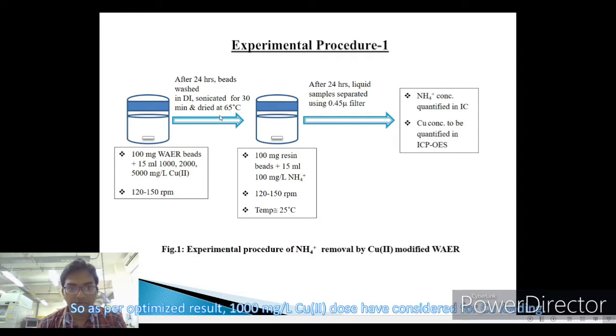So as per the optimization study, it has been found that 1000 milligram per liter copper has been considered for further studies. Ammonium ion concentration has been quantified by ion chromatography, and copper concentration has been quantified by ICP OES.